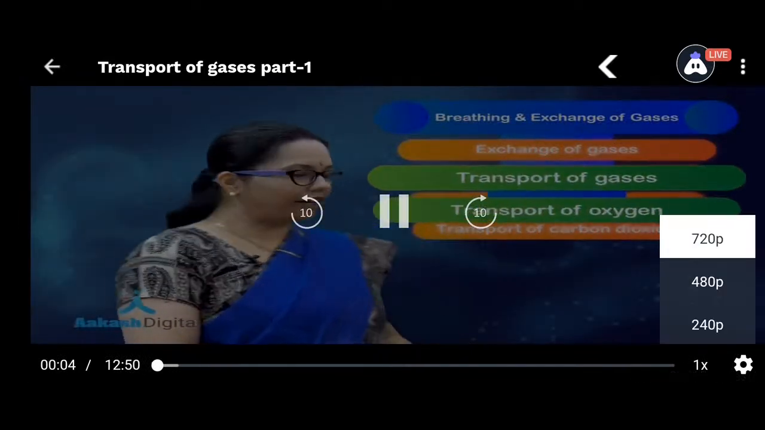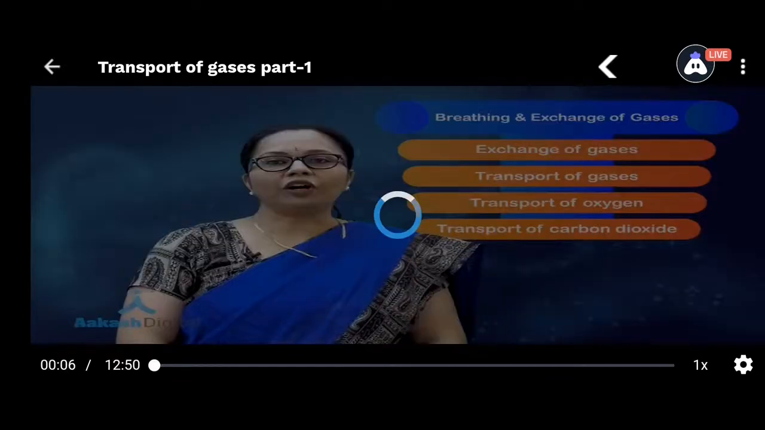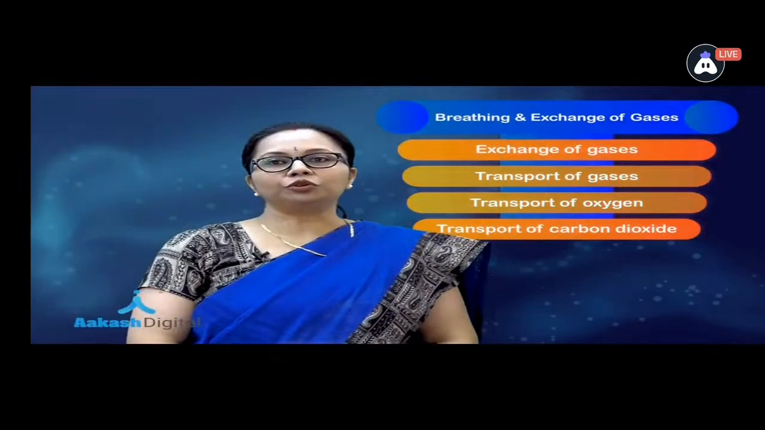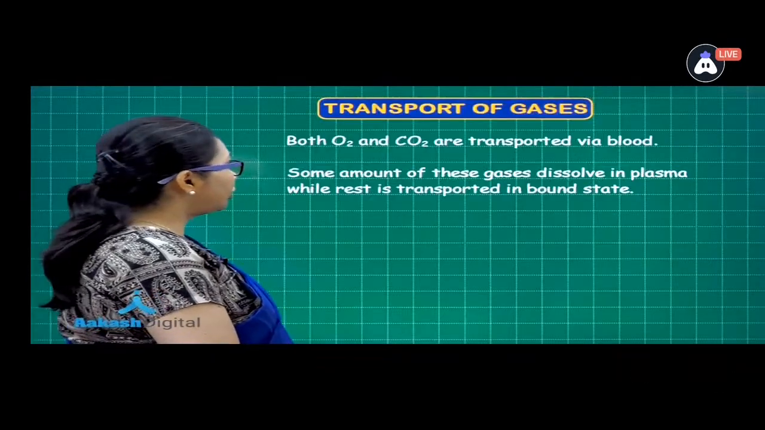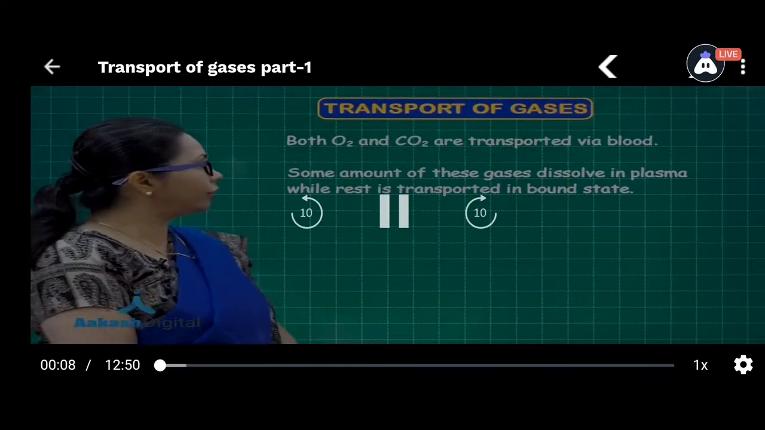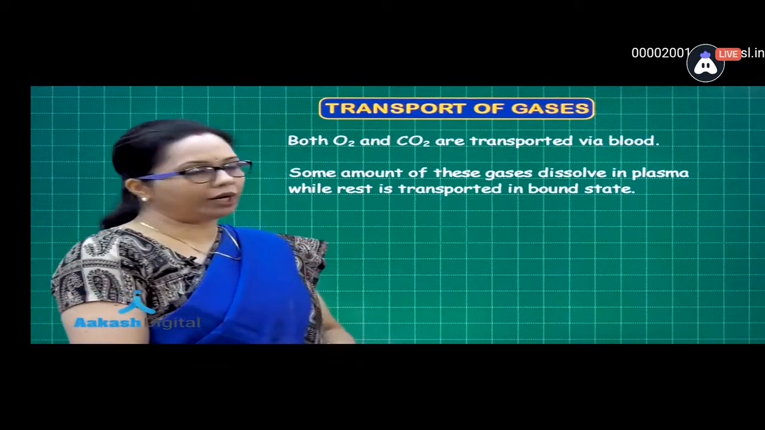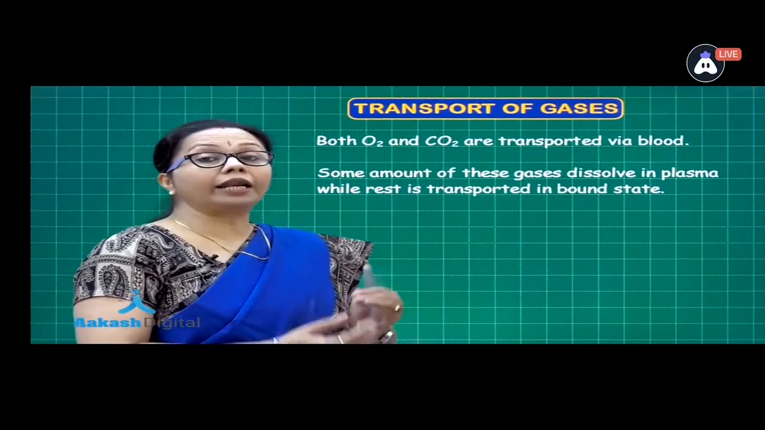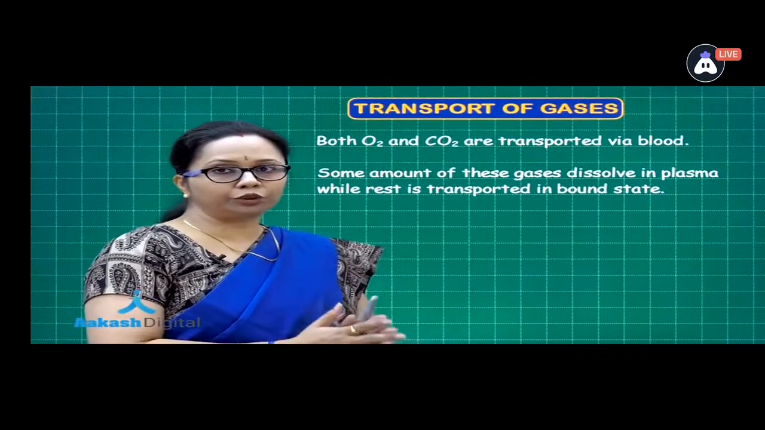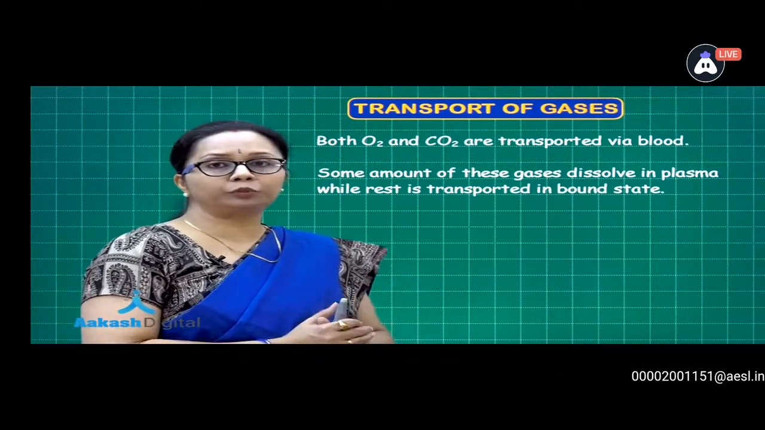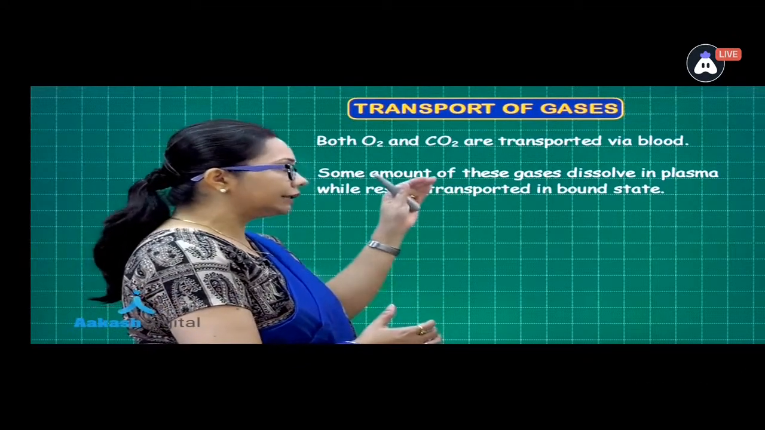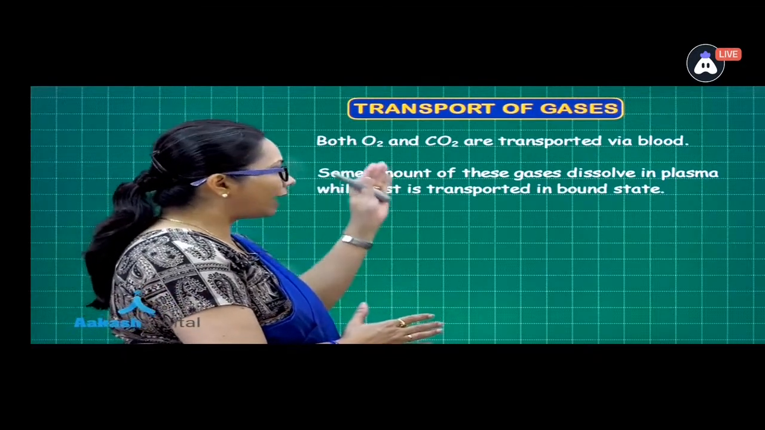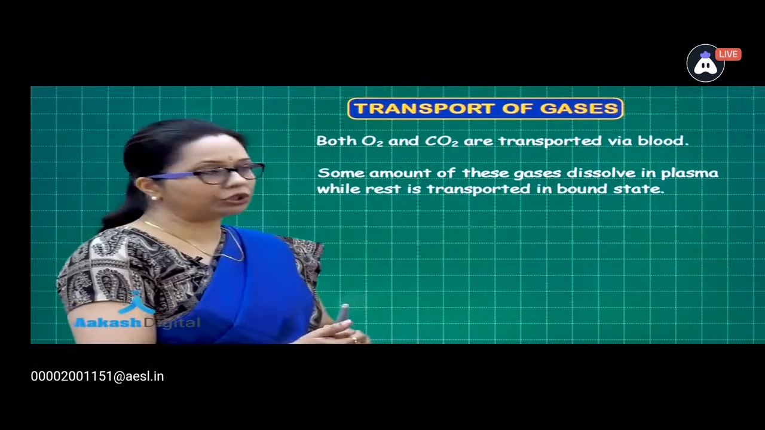Moving on to transport of gases. Now here, both oxygen and carbon dioxide are transported via blood. Some amount of these gases dissolve in the plasma, and in our blood plasma there is 90 to 92% water, and these gases will dissolve in that plasma water, but the maximum amount is transported in the bound state.